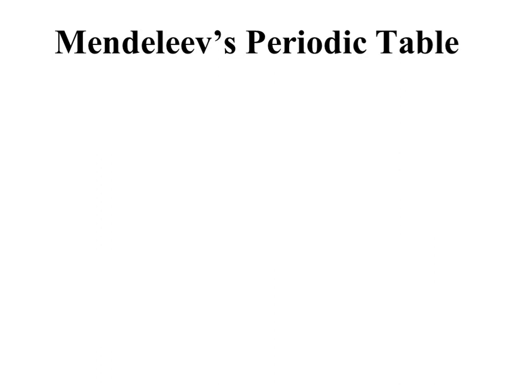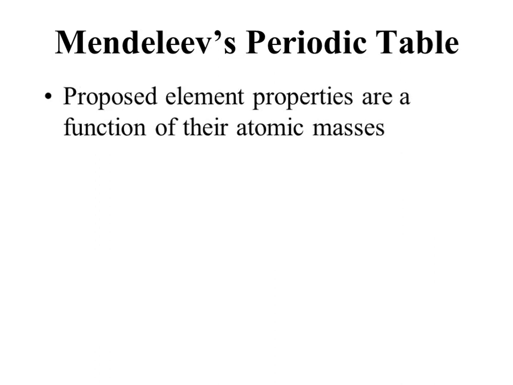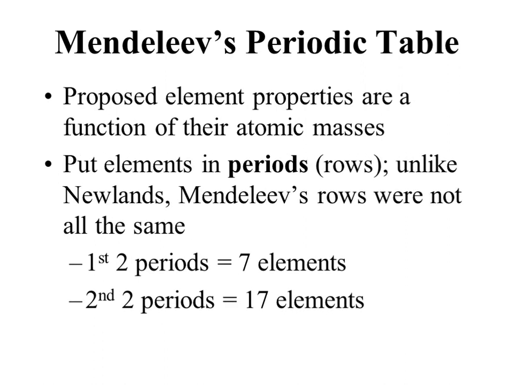And so again, in the mid to late 19th century, Dmitri Mendeleev, a Russian chemist, proposed that element properties are a direct function of their atomic masses. That is, as they go from lighter to heavier, you will see a progression of these properties as well as a repetition of them. And so he put his elements in periods or rows like Newlands had. However, not all of Mendeleev's rows were 7 elements wide. The first 2 periods, or the first 2 rows, were 7 elements wide. The 8th element started the next row.